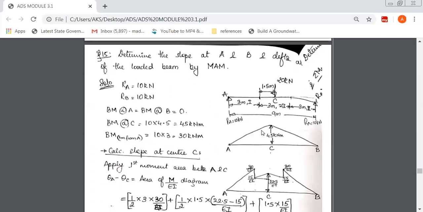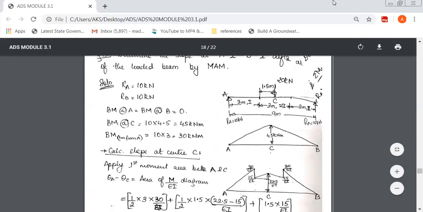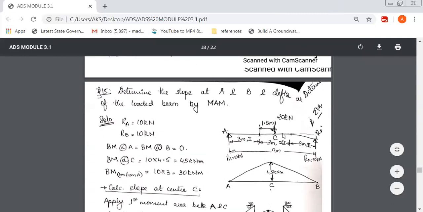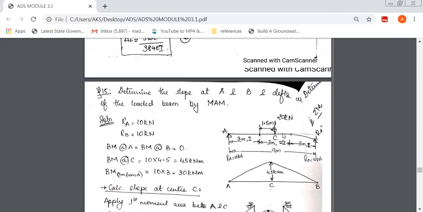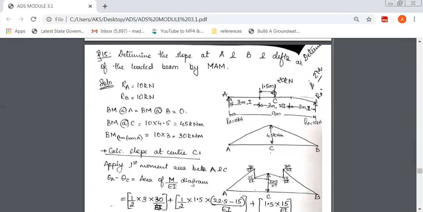The next type of problem here is the same simply supported beam, but this time there is a difference in the I values. You can check this out. It is a simply supported beam with a point load at the center C, but the span is divided into 3 parts. You can see it's a total of 9 meters, divided into 3, 3, and 3. The first 3 meters has only I, the second 3 meters has 2I, and the third 3 meters has only I again.